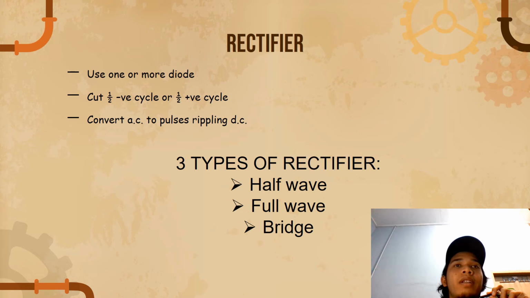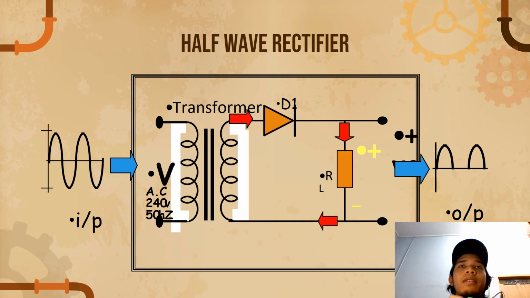Rectifier. A rectifier, using one or more diodes, cuts half of the negative cycle or half of the positive cycle. It converts alternating current to pulsating direct current. There are three types of rectifier. The first one is half wave, full wave, and bridge. This is the example for half wave rectifier circuit.